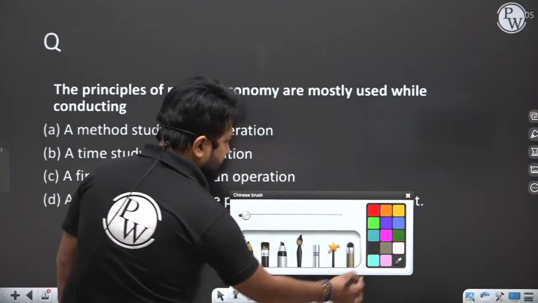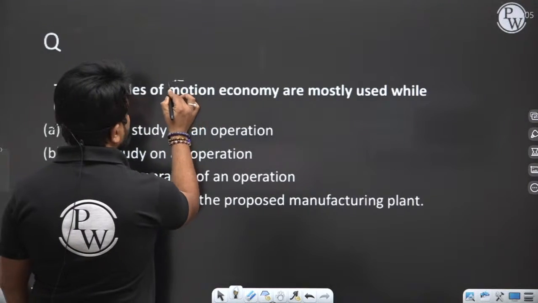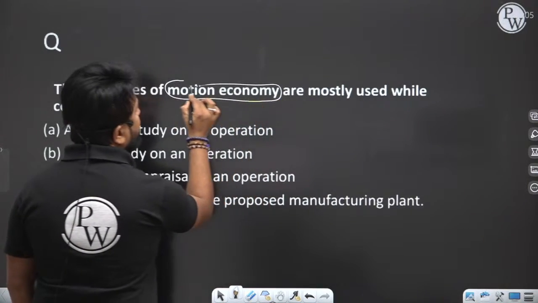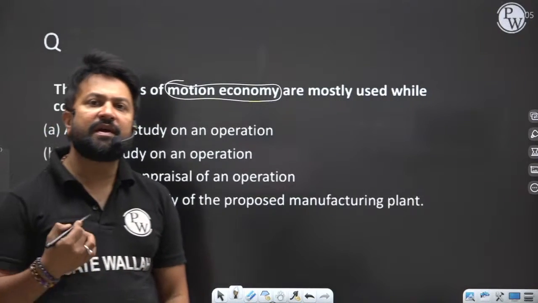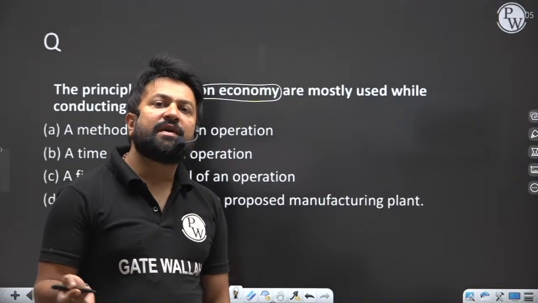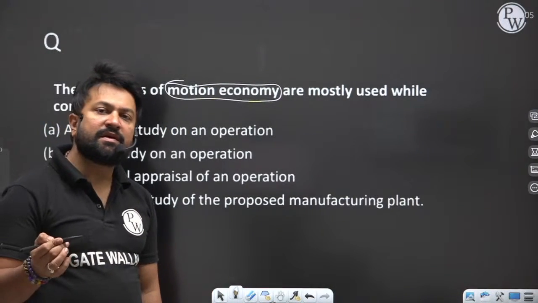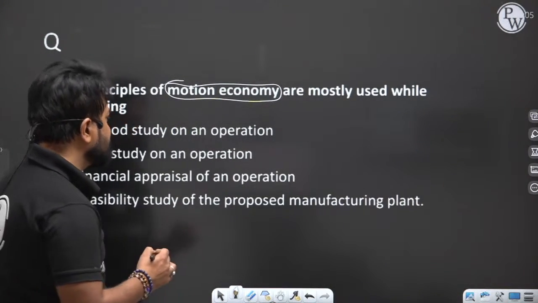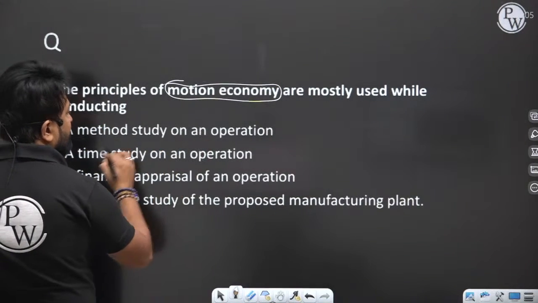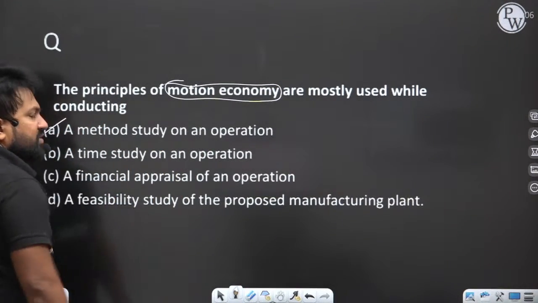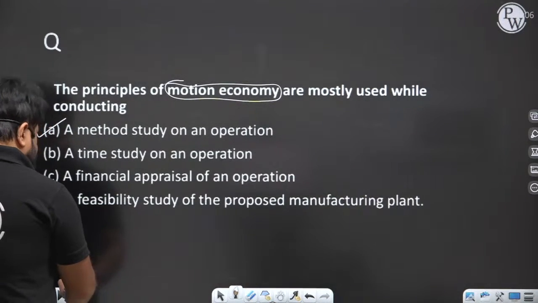Here, what we are seeing is the principle of motion economy. In motion economy, we are transporting or doing something by hand or by machine, either raw material or finished product. So this can be a method study on an operation. The correct answer is option A, a method study on an operation.